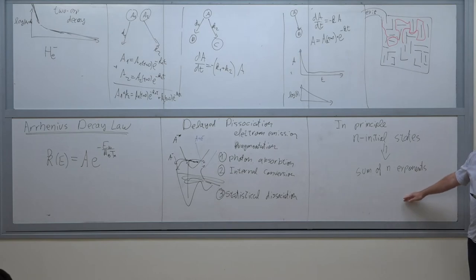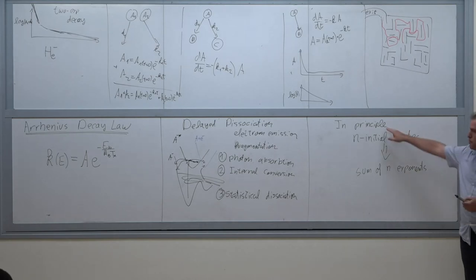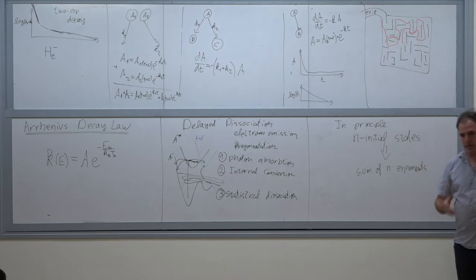n exponents. Why do I say in principle? Because in practice, there's no such thing in measurements. If someone tells you he measured something and he fits it to a sum of three exponents, don't believe him. Okay? Minimum four.